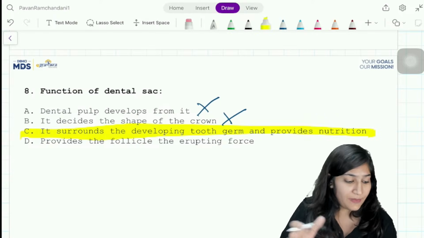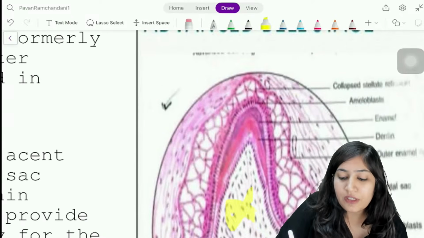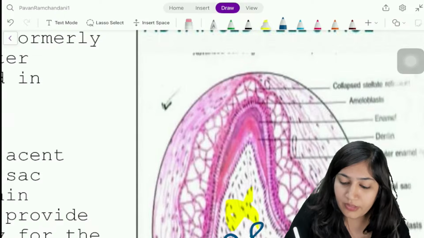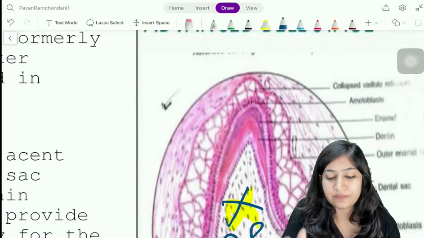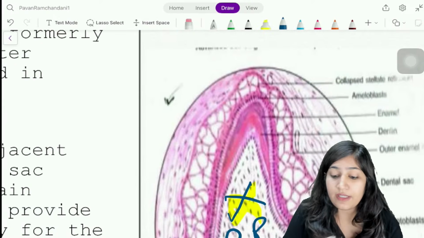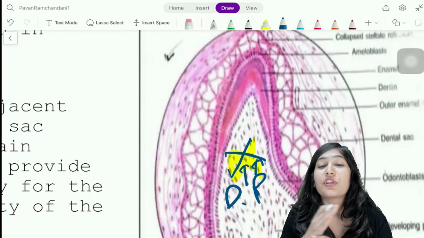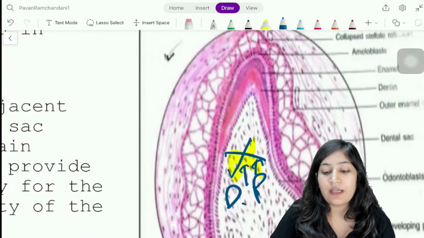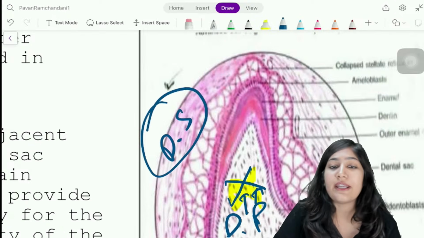Once dentin is formed, then what will happen? There will be a cut off of the supply from dental papilla. Nutritional supply from dental papilla will be cut off after the layer of dentin is deposited. Initially, it was getting from dental papilla, but once dentin is formed, nutritional supply will be cut off. Now it will require nourishment from somewhere, so then it will get nourishment from dental sac or dental follicle.